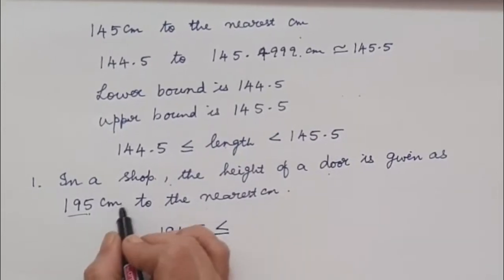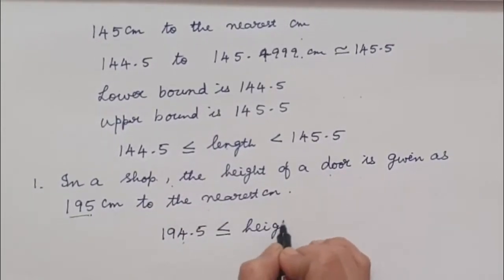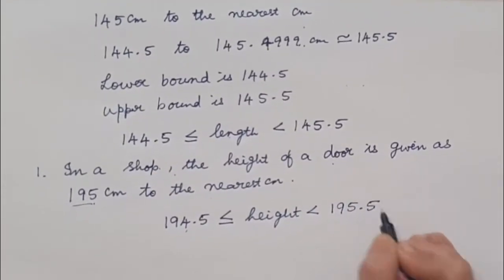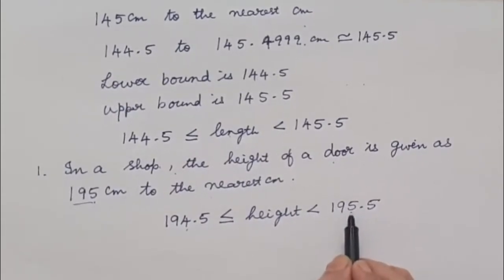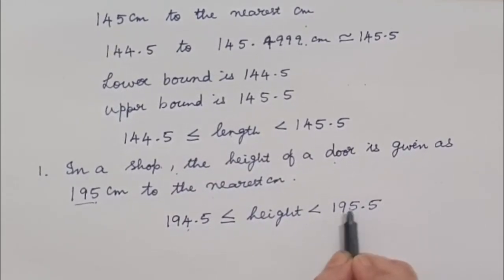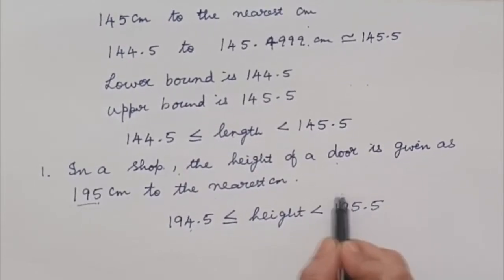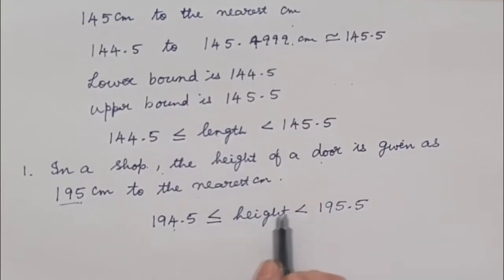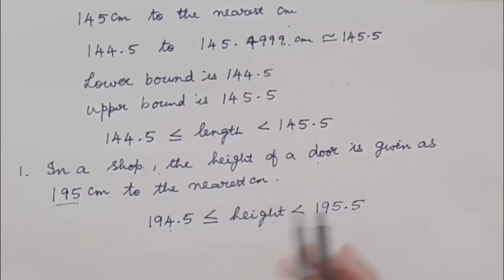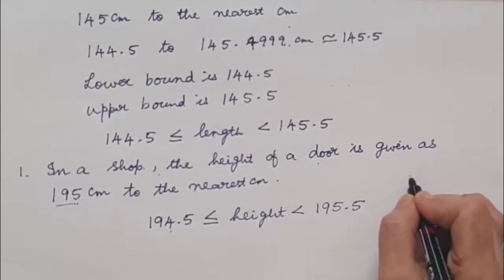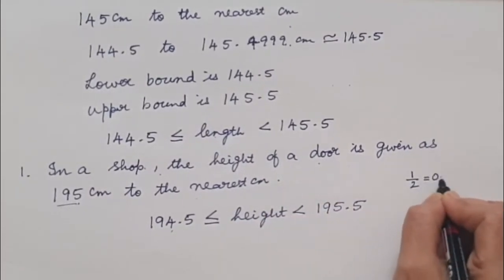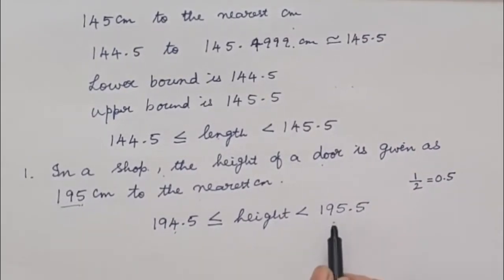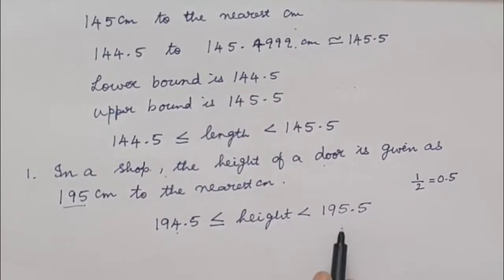So it is less than or equal to, this is the height. So we write it as the height. And here we write it as less than 195.5. That is, the previous value will give us only 195. Though it is 196, we are not considering this value. We are considering the previous value. So it is only less than. Now, a simple way to do this is, since it is given to the nearest 1 centimeter, nearest centimeter means it's 1 centimeter. So 1 divided by 2 is 0.5. So subtract 0.5 from the lower value, add 0.5 to the upper value. We'll get our answer easily.